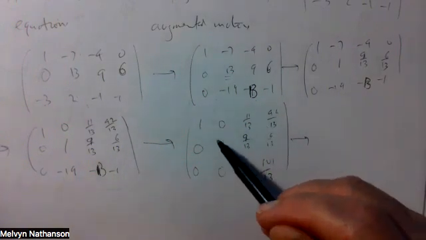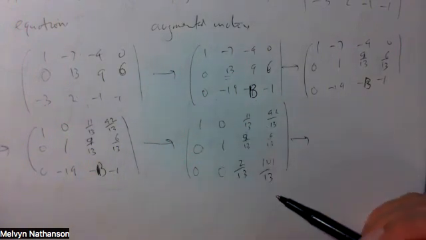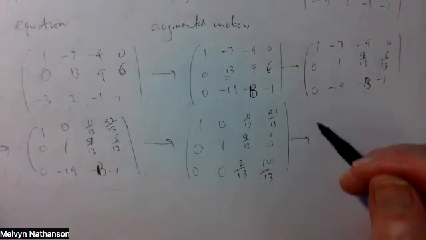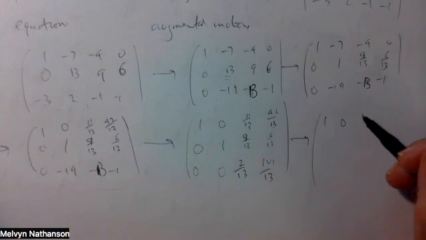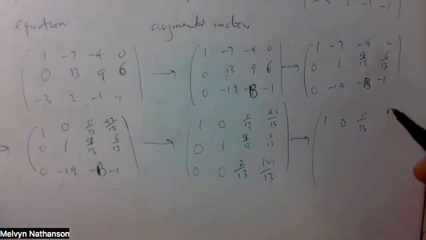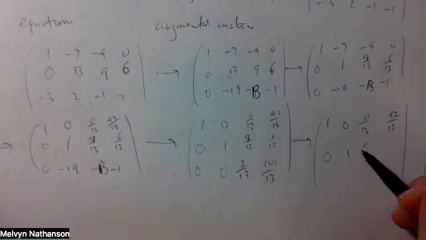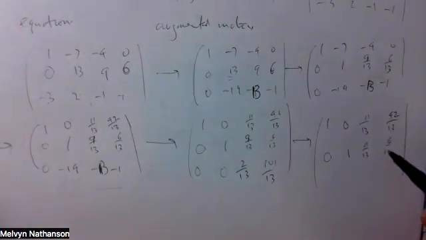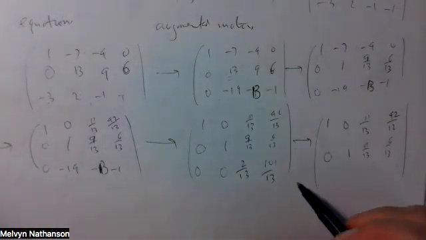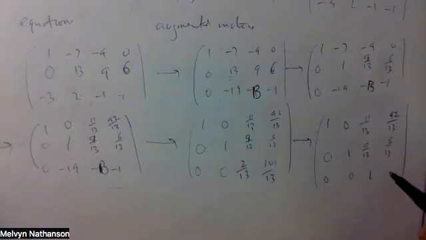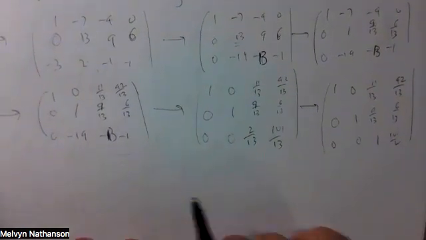Okay, I have 0, 1, 0, 0, 1. The first 2 columns are great. I want to make this a 1, so I multiply this row by 13 over 2. I get 1, 0, 11 over 13, 42 over 13. 0, 1, 9 over 13, 6 over 13. I multiply this row by 13 over 2, I get 0, 0, 1, 101 over 2. Okay, good.